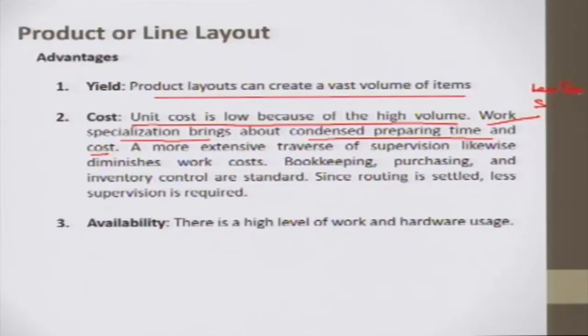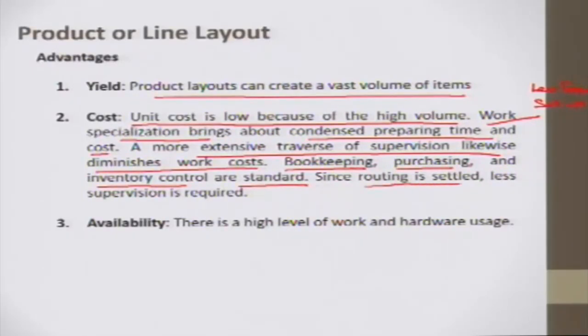Less frequent setups and more extensive span of supervision likewise diminishes labor cost. Extensive supervision is carried out by the worker here. Now bookkeeping or accounting, purchasing and inventory control are all standard because of mass production. Since routing is all settled here, less supervision is required. Then is availability. There is high level of labor and equipment usage. The capacity utilization is high here.